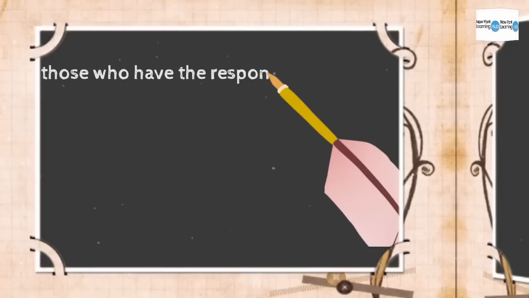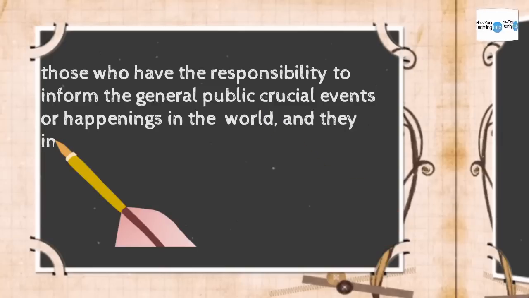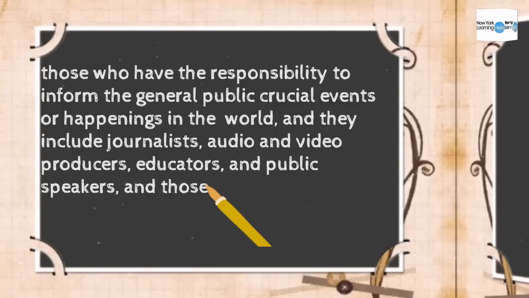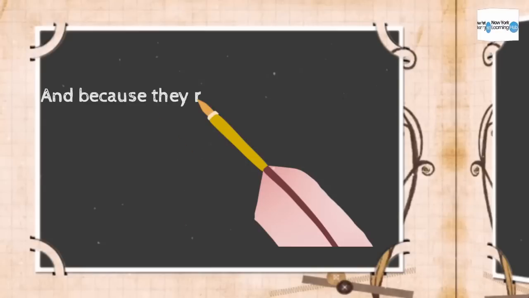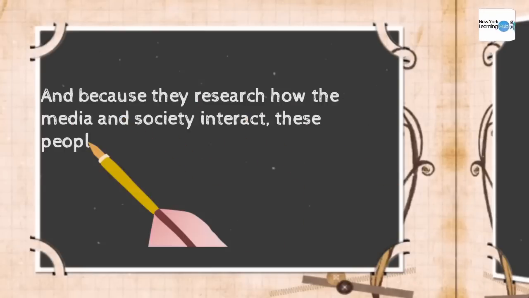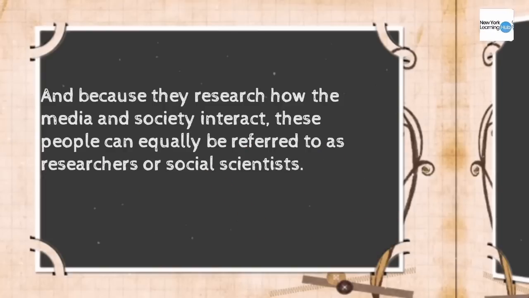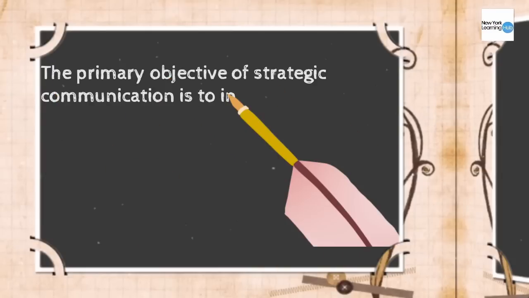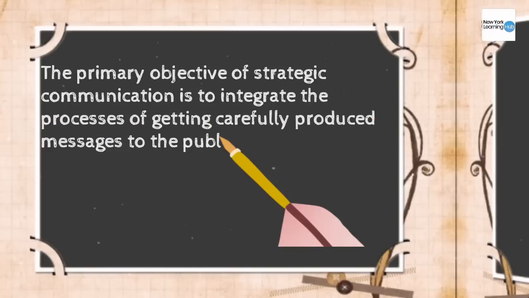Those who have the responsibility to inform the general public of crucial events or happenings in the world include journalists, audio and video producers, educators, and public speakers, and those who study the field. And because they research how the media and society interact, these people can equally be referred to as researchers or social scientists.